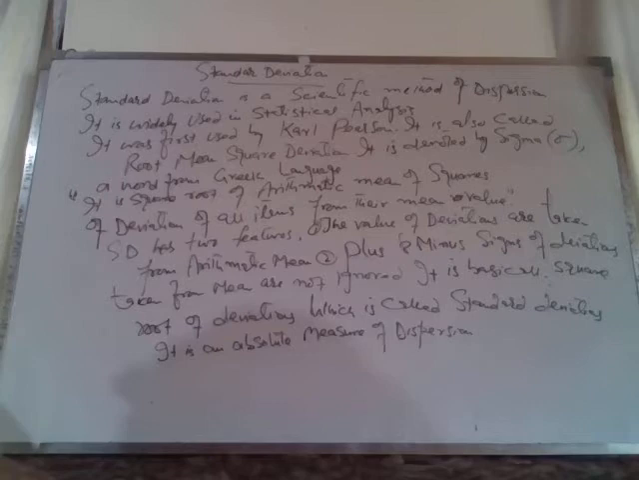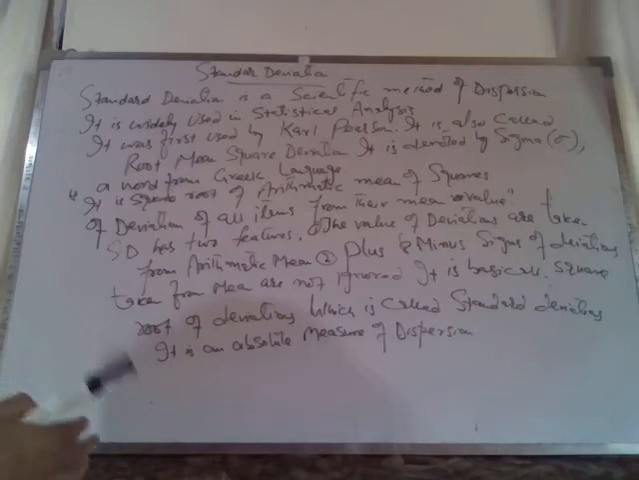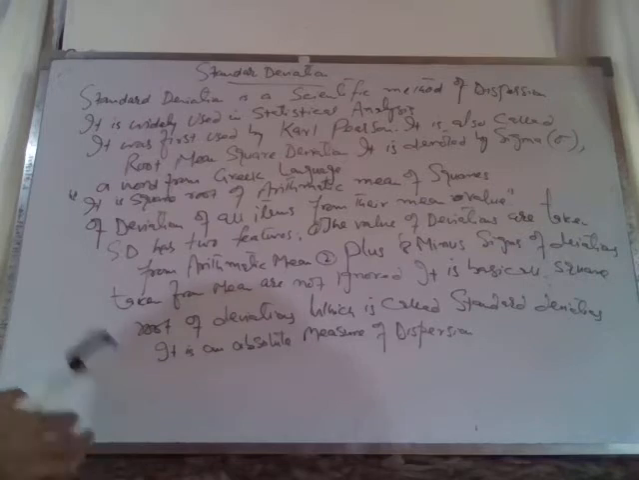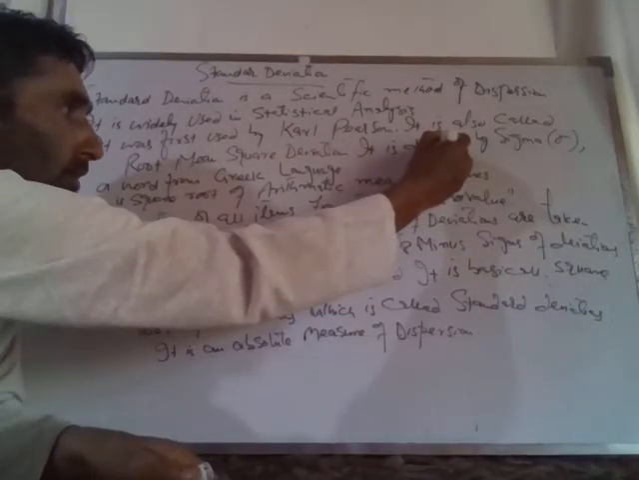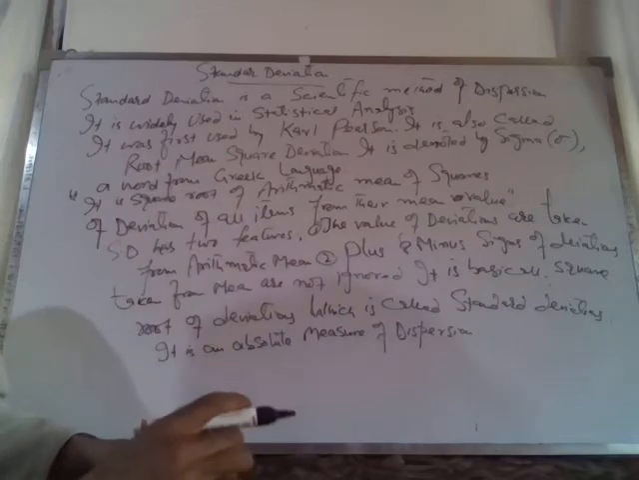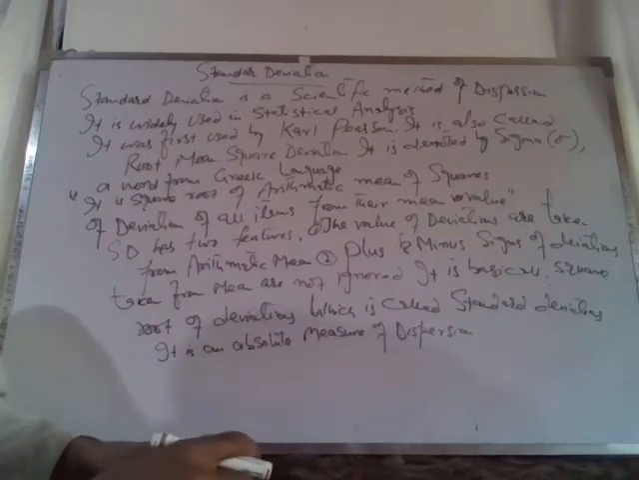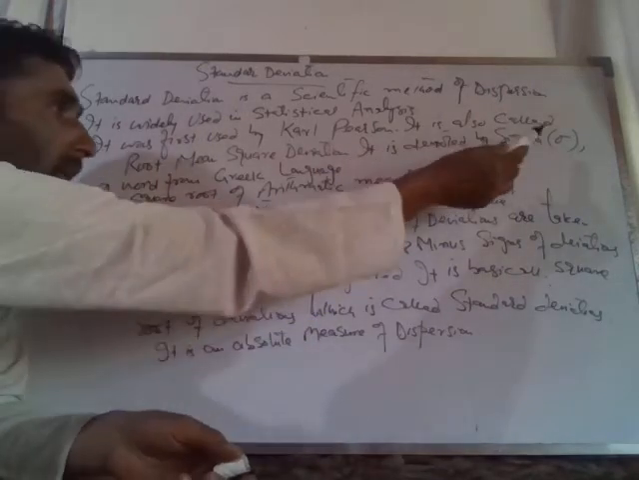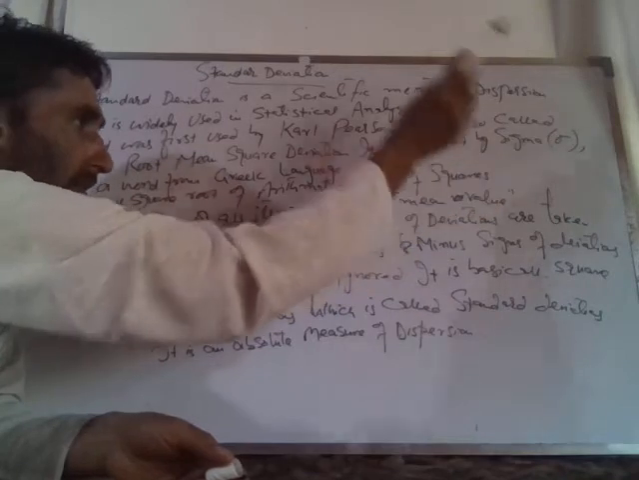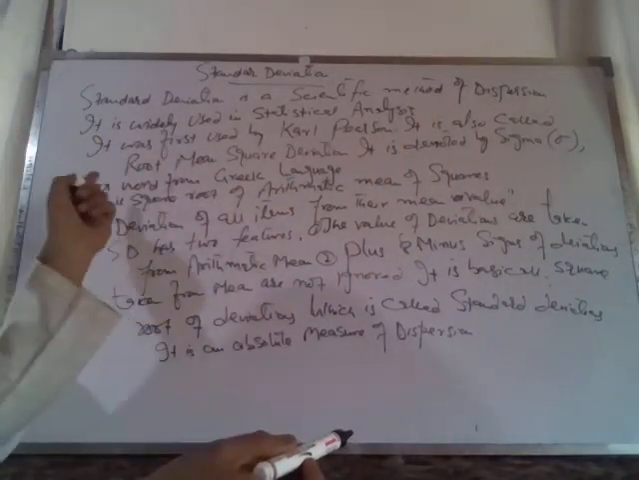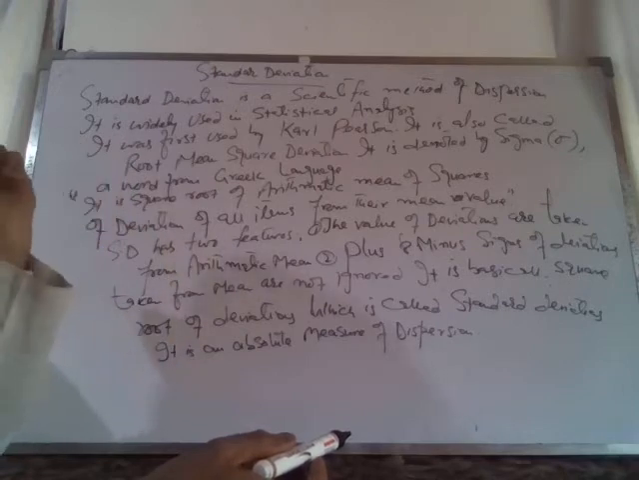It is also called root mean square deviation. So we can call it standard deviation or we can call it root mean square deviation. It is denoted by sigma. Sigma is a Greek word, a word taken from the Greek language. The sign of the sigma is this.